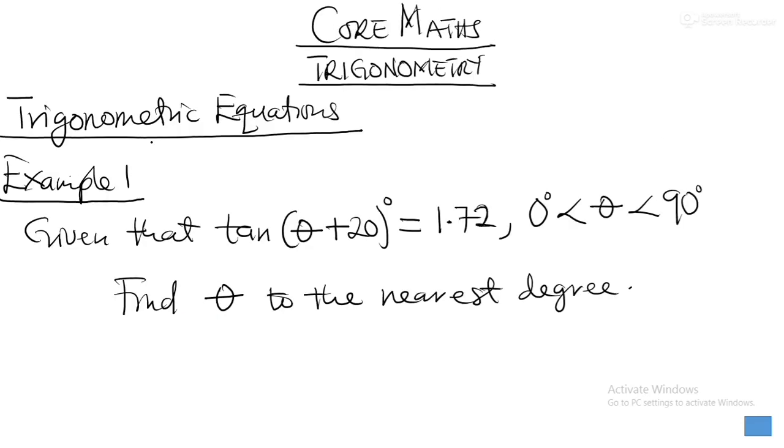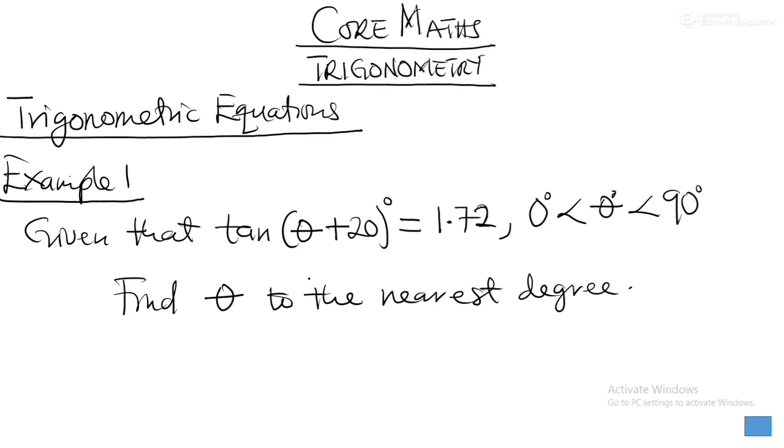Trigonometric equations. Example 1. The question says, given that tan of theta plus 20 degrees equals 1.72, and we've been given that 0 degrees is less than theta less than 90 degrees, we are to find theta to the nearest degree.